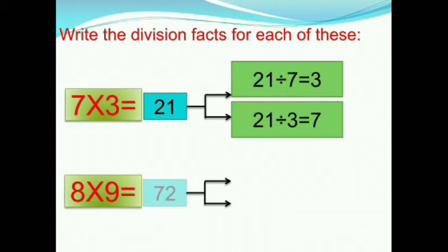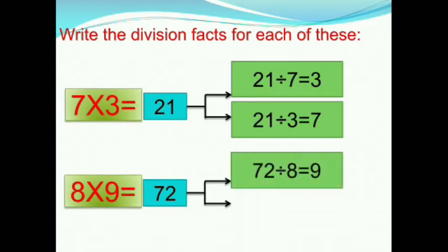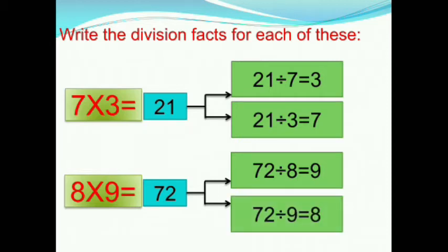8 nines are 72. Here the product will be the dividend, and the multiplicand and multiplier will be the divisor and quotient. Here product is 72, so dividend will be 72. The multiplicand and multiplier are 8 and 9. Now the division form will be 72 divided by 8 equals 9. Now we will interchange divisor and quotient. Therefore, 72 divided by 9 equals 8.